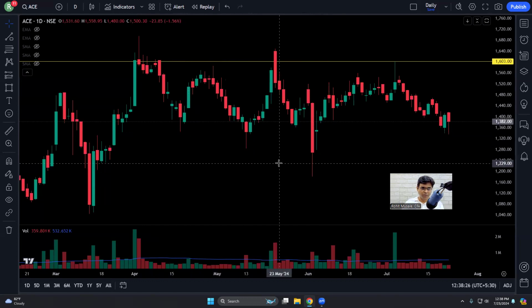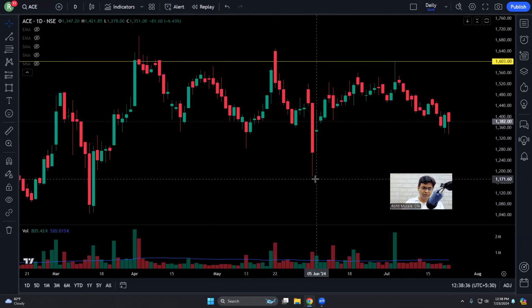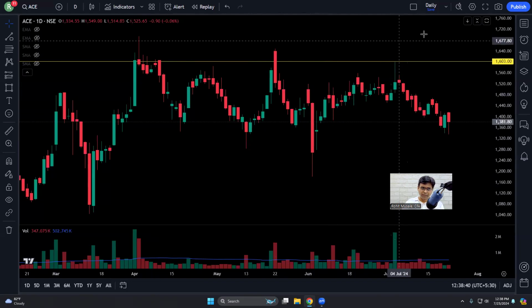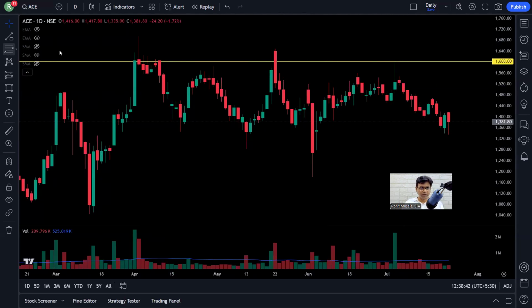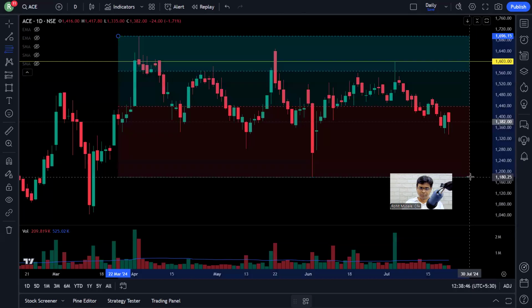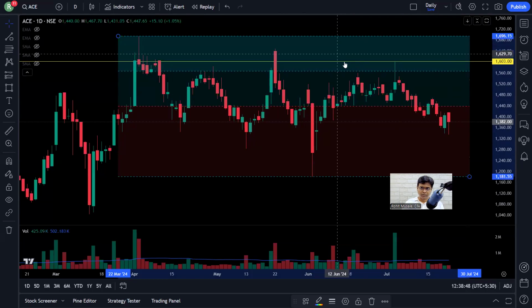Shakeouts are actually good because in this case, the bigger players are kicking out the weaker players from the market. Now, when there are shakeouts in the base, you want the price to come up and trade in the upper quarter of the base. So if I draw this base, this shaded area is the upper quarter of the base, if I divide the base into 4 equal parts.